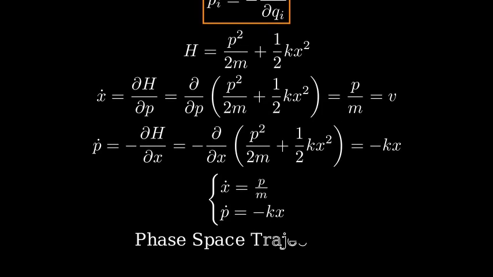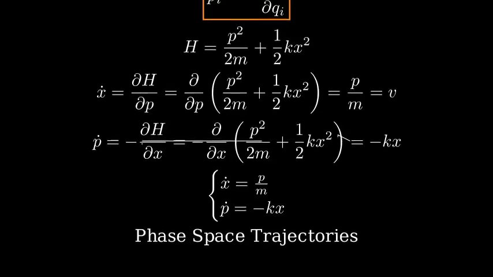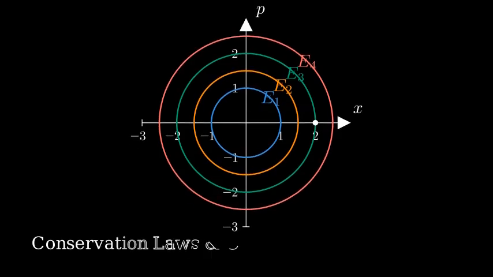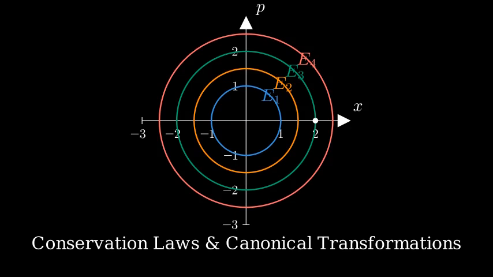These Hamilton's equations allow us to visualize the evolution of the system in phase space. For our harmonic oscillator, the trajectories in phase space are ellipses, with the precise shape determined by the total energy of the system. Each closed curve represents a different energy level. As the system evolves, the point representing its state moves along one of these ellipses, completing one cycle for each oscillation of the mass.